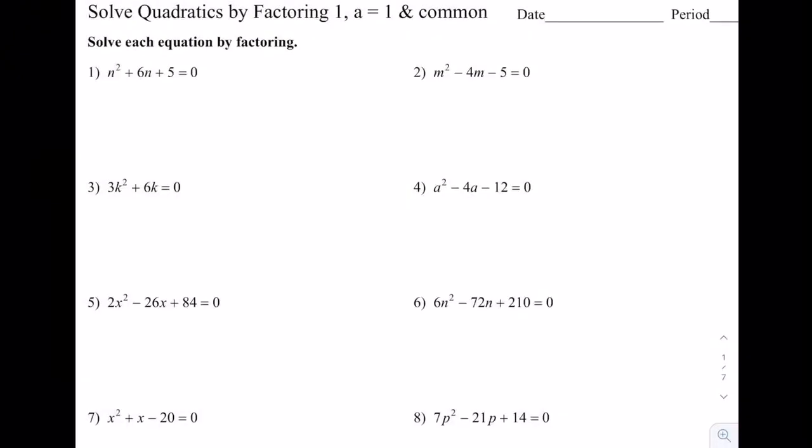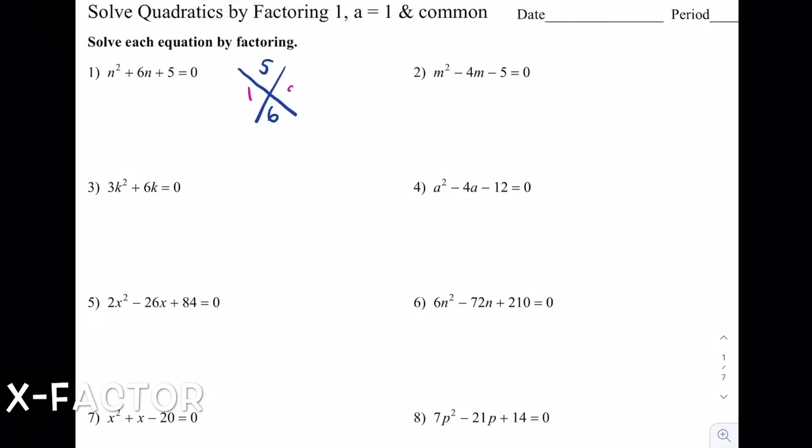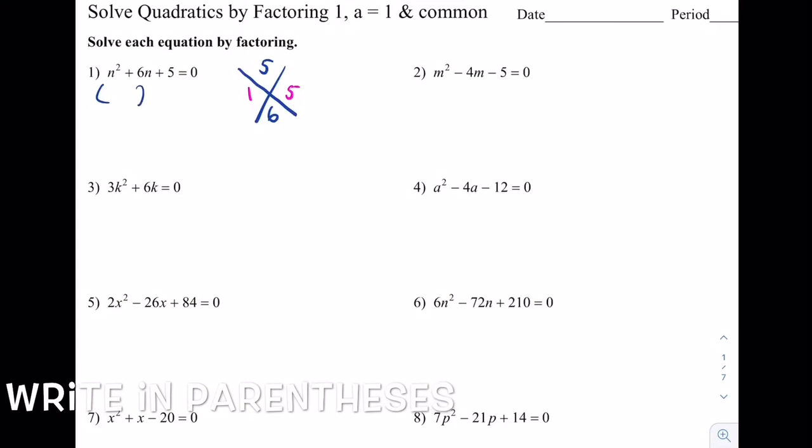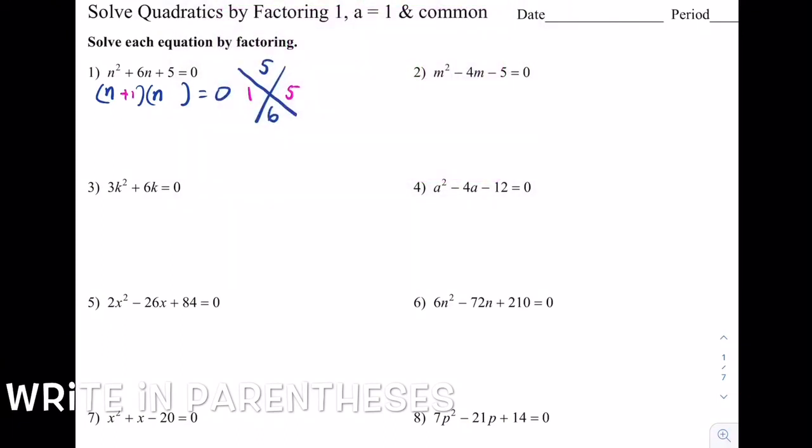Okay, next one. A couple of examples from our worksheet. First we have n squared plus 6n plus 5 equals 0. First we need to factor it. We use our x factor, so we have c on the top and b on the bottom. Our two factors of 5, there's only one pair: plus 1 and plus 5, and they add to 6. So we write our factored form: n, and our two factors are positive 1 and positive 5.